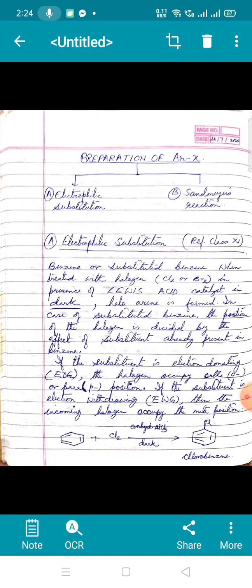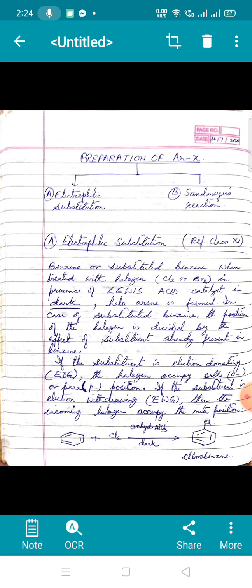Benzene or substituted benzene. By substituted benzene we mean when there is already some other group present in the benzene ring. When treated with halogens, not all halogens, only chlorine and bromine, in the presence of a Lewis acid catalyst. Now if you remember, Lewis acid catalyst could be anhydrous aluminum chloride, it may be anhydrous BF3, it may be only iron, it may be only aluminium. Any of these reagents can be considered as Lewis acid catalyst, and very importantly the reaction has to be carried out in the dark. Okay, then the haloarenes are formed.